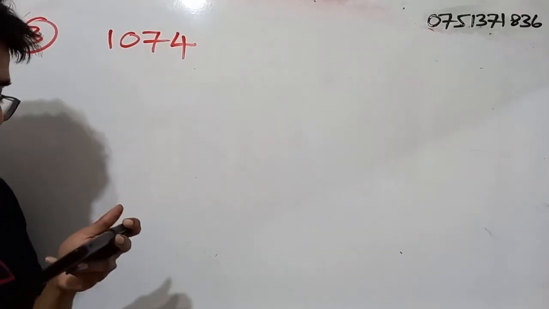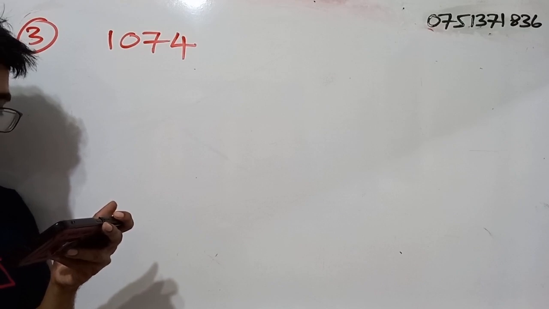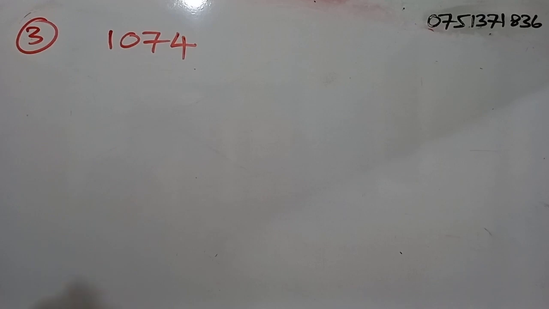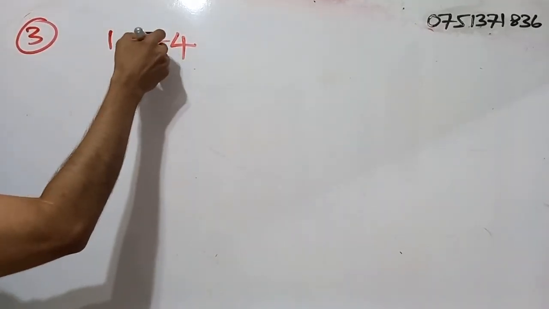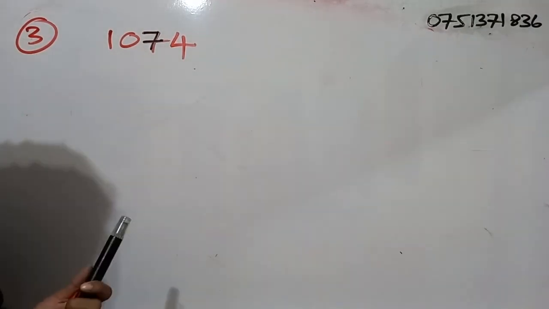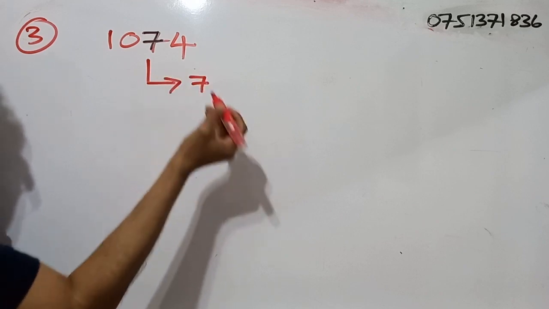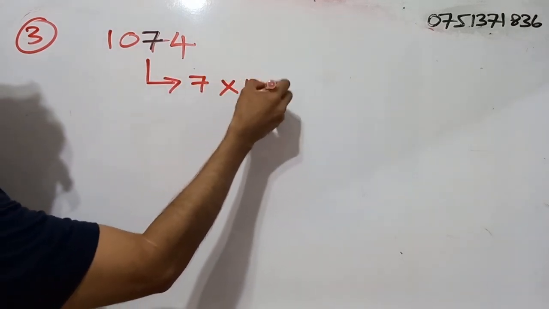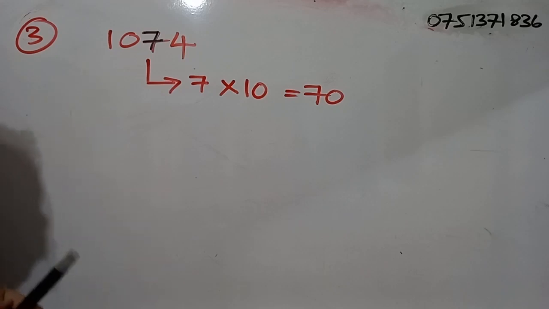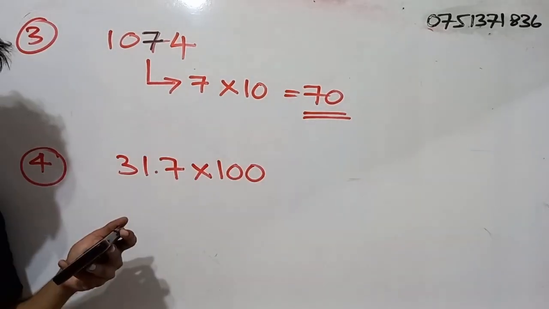Okay. Right. Question number 3. Write down the value of the 7 in the number 1074. Right. So here we have the number 7. So that is on the tens place. So we have to calculate the value. So what do we need to do? The digit is 7. The place value is 10. So 7 into 10, what is that? 70. So what is the answer? 70.